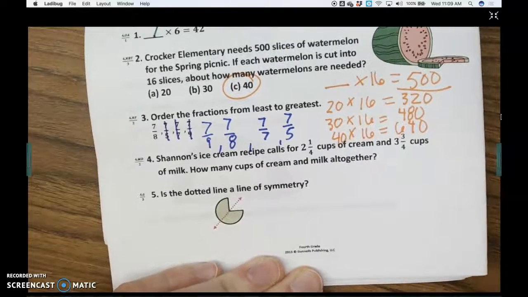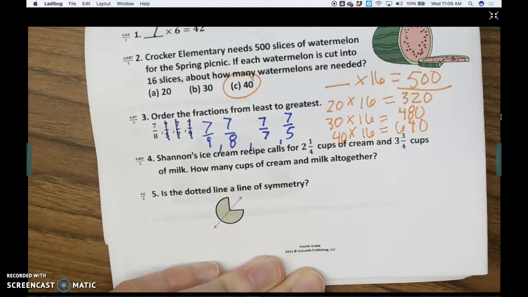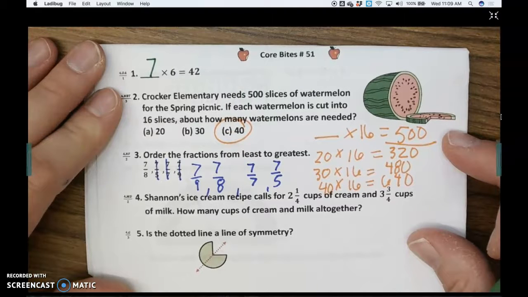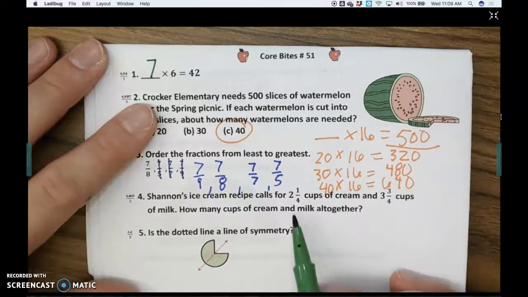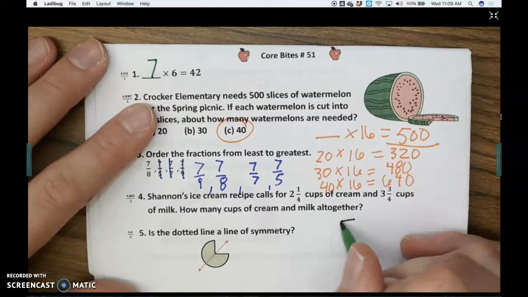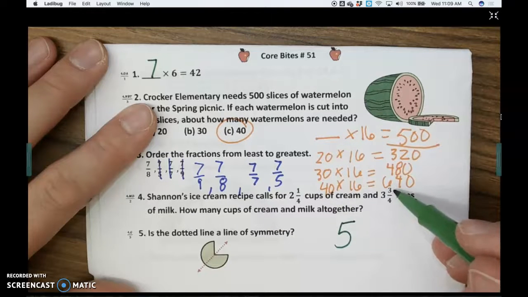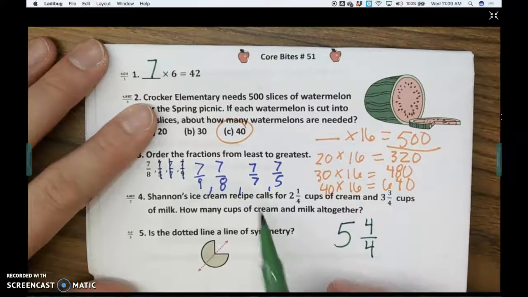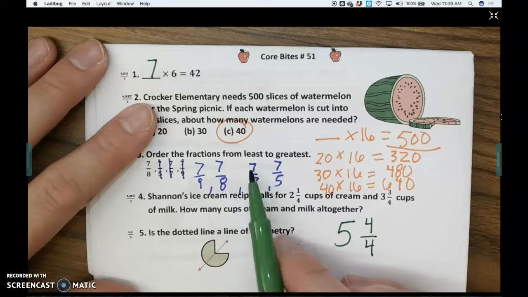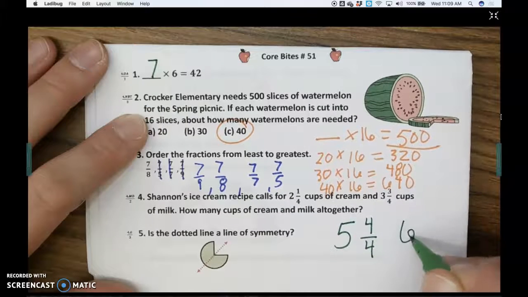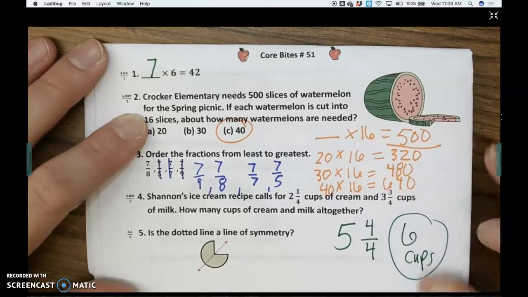And then for number 4, it says Shannon's ice cream recipe calls for 2 1/4 cups of cream and 3 3/4 cups of milk. How many cups of cream and milk together? So the great thing is they both have the same denominator. So if you add your whole numbers, 2 plus 3 gives you 5. And then add your numerator, your 3 plus 1. So that gives you 4 over 4. And we just learned up here that whenever you have the same number on top and bottom, that really equals 1. So that equals 1. So 5 plus 1 gives you 6 cups total.